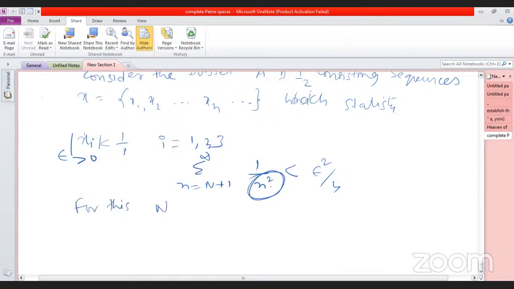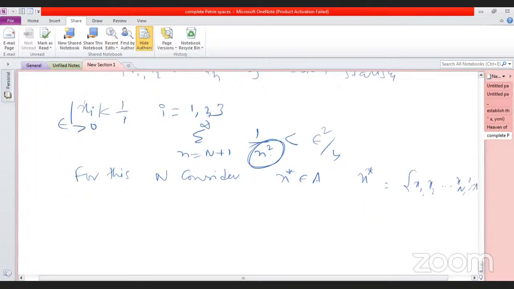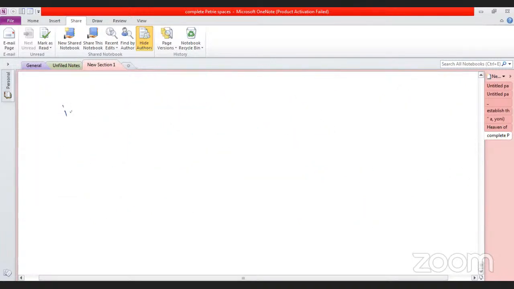For this n, consider x star belonging to A. x star is equal to (x1, x2, and so on up to xn) and also (0, 0, ...). So therefore we are writing here modulus of xi less than 1 by i, i less than n. So therefore xi is equal to 0. xi is equal to 0 అయినప్పుడు i greater than n అవుతుందా, i less than n అవుతుందా? Greater than n అవుతుంది.